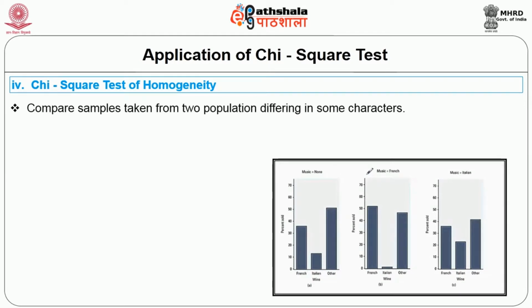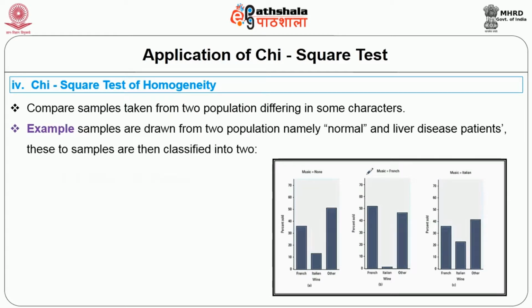The next one, chi-square test of homogeneity. Sometimes there is a need to compare samples taken from 2 populations differing in some characteristics. For example, samples are drawn from 2 populations, namely normal and liver disease patients. These 2 samples are then classified into 2: first, persons with hepatitis and persons without hepatitis.